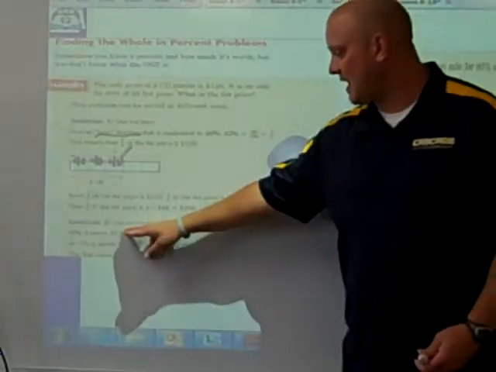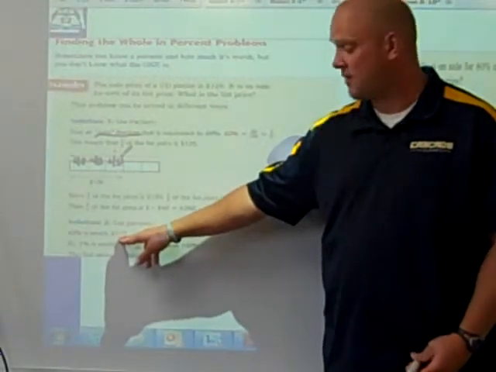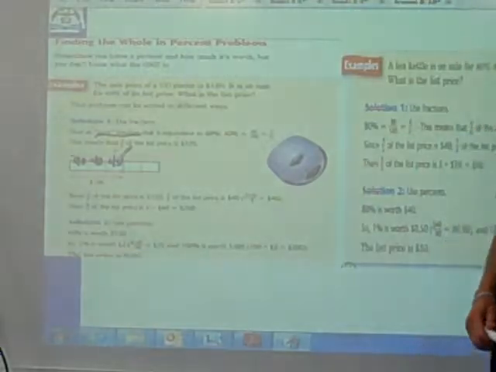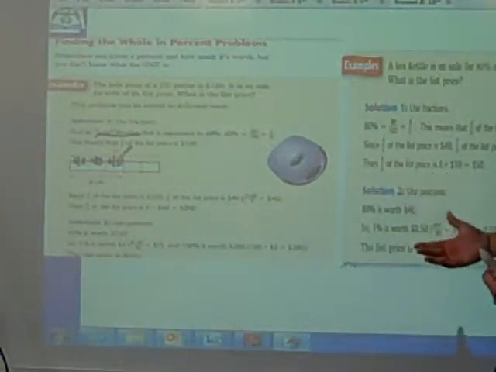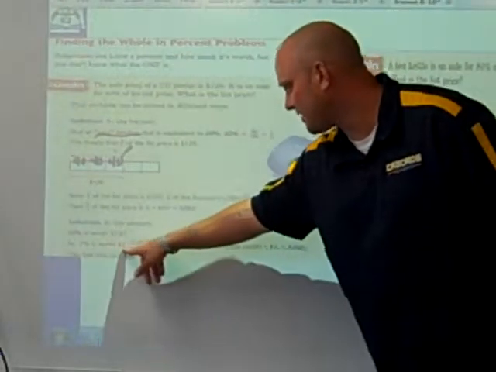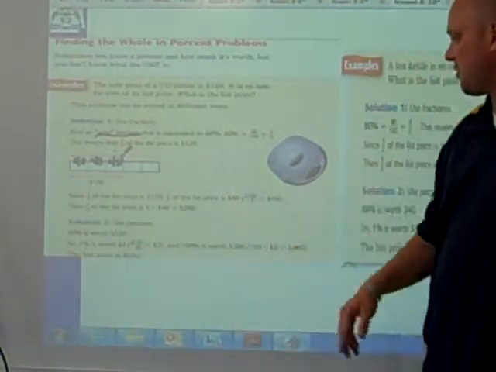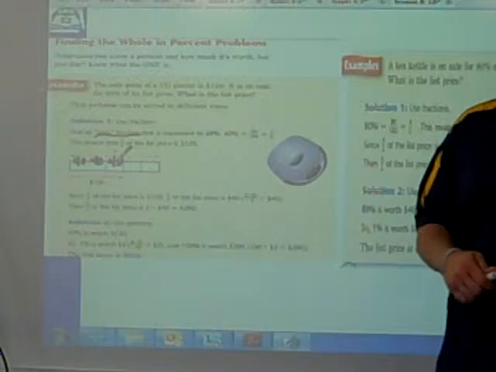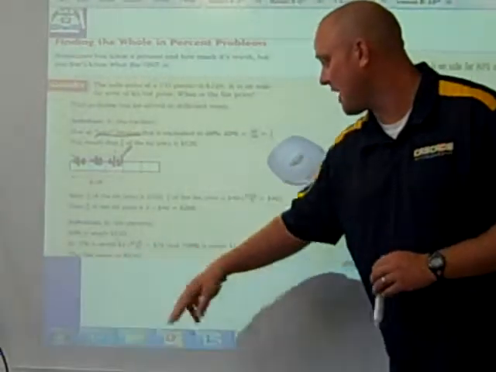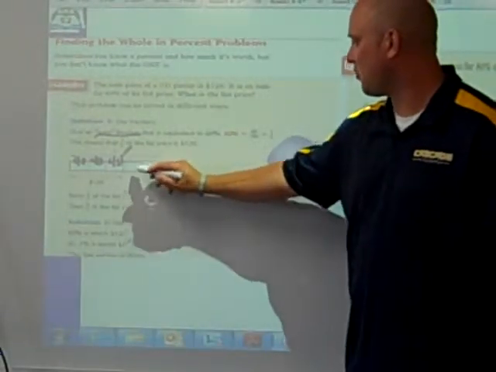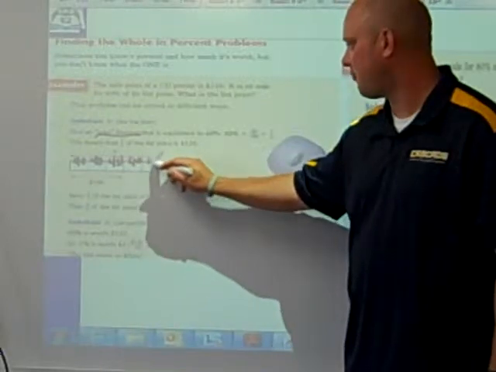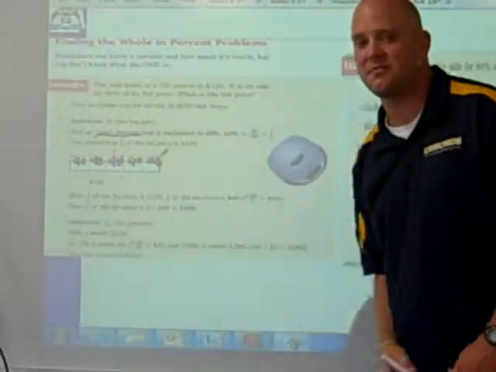So 60% is worth $120. So as you continue to work through this, 1% is worth $2, and so forth. The 100% is worth $200. So the list price of this would have been $200. As you look at what that total would be, you put all of your 40s in there, what that total price would have been originally.